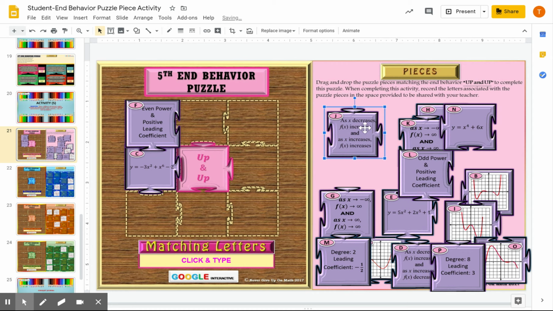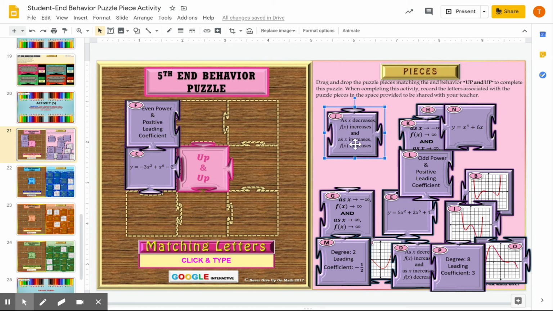This one says, as x decreases, f of x increases. So what that's telling me is that the more negative x is getting, the more positive y is getting. So basically what this is trying to say is that on the left, y is increasing. So as x decreases. So when we talk about left and right, you can think about decreasing and increasing on the x-axis. Think of it as a number line. So as x decreases, f of x, which is y, increases.